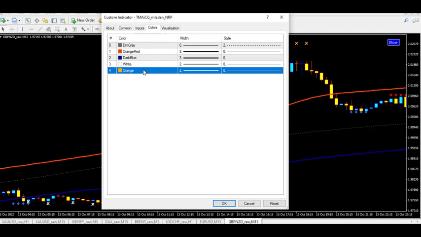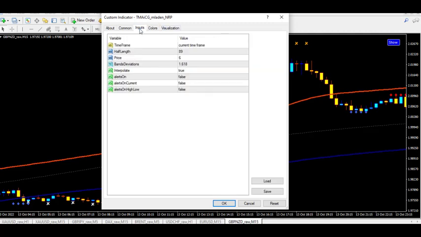I changed this color to orange, or you use the default set. The default set is going to give you a different color. It's not going to be orange or white, because I changed this color. You can change it to any color you want. This is just the color setting, the color and the width.